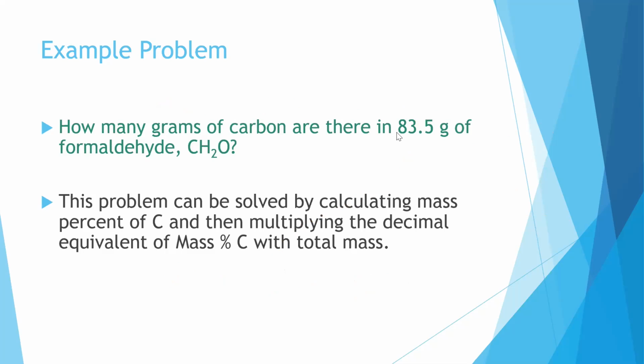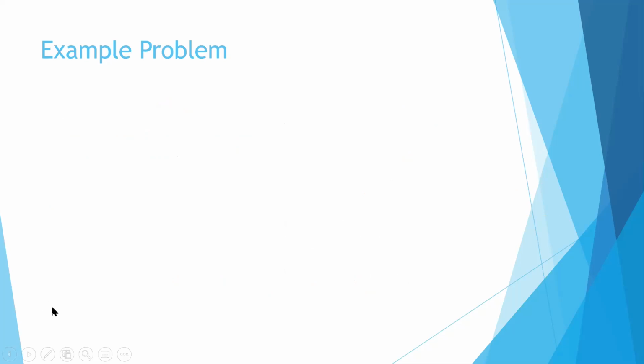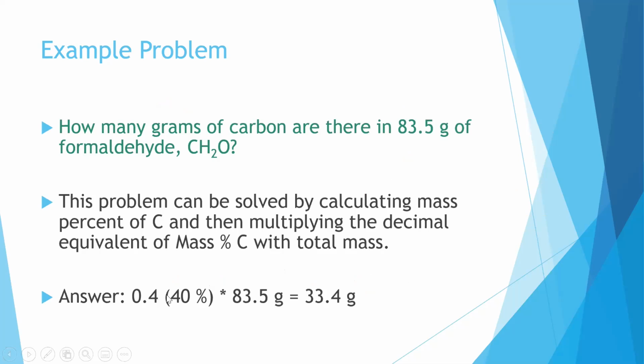So let's do another example. So like I said, it's 0.4 times 83.5, which is 40%. That's after calculating the percent by mass.